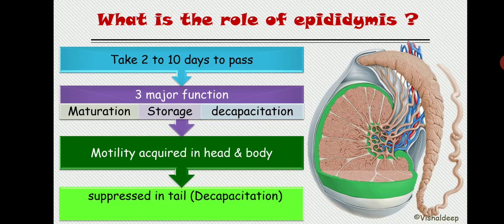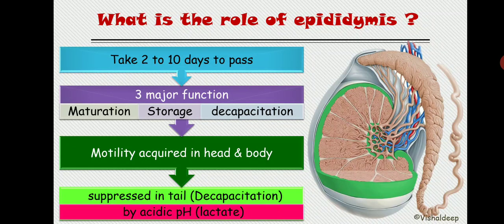So here's the thing, motility is just getting started in the head and the body. Once the sperm approaches the tail of the epididymis, again motility will be suppressed. That suppression of the motility is known as decapacitation. There might be capacitation also, that we will discuss in our next slide. This suppression of the motility will be by acidic pH or lactate. This lactate will be secreted by the epididymis.